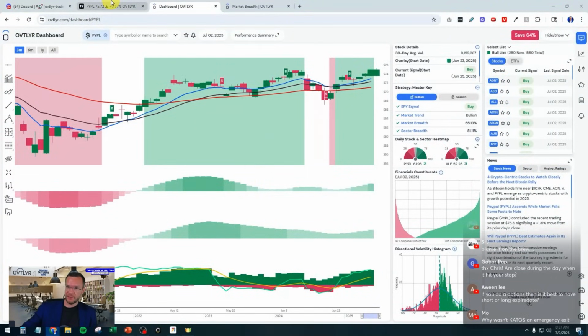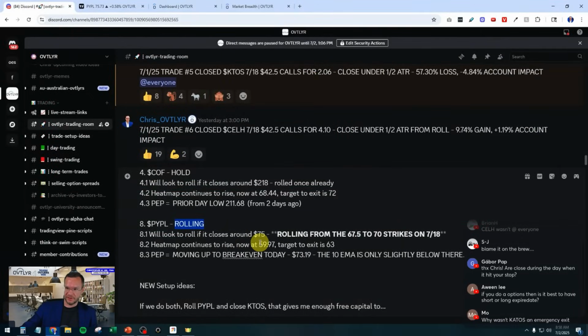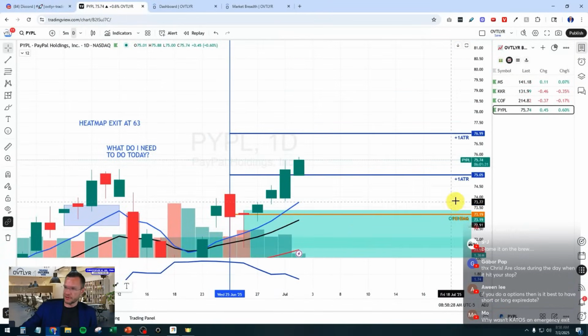Okay, looking at PayPal, the heat map continues to rise. It's now at 61.98 on PayPal. My target is 63. We're not going to change that right now. Let's go look on PayPal's chart.